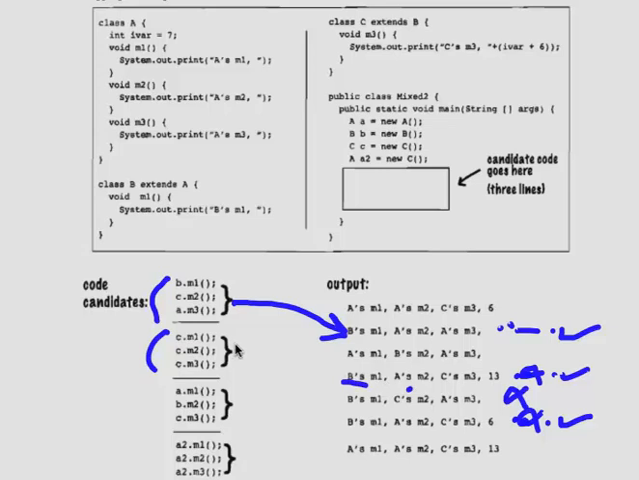So the answer to this is going to be this one in here. The third one, A, B, and C. A, M1. So we know A is A, M1. M1 says A's M1. So we have this.